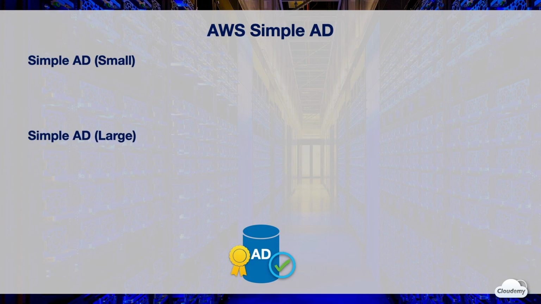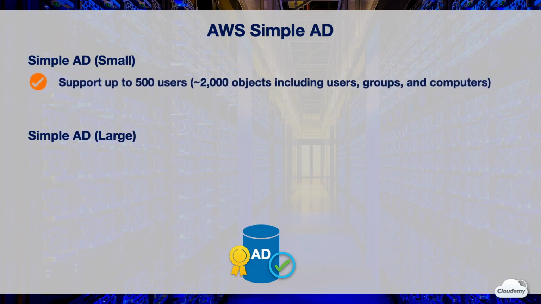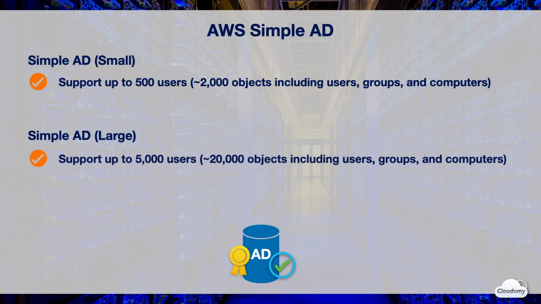AWS Simple AD comes in two sizes, small and large. Both small and large Simple AD can serve as your organization's primary directory to manage users, devices, and computers. Small Simple AD supports up to 500 users, that is approximately 2,000 objects including users, groups, and computers. Large Simple AD supports up to 5,000 users, that is approximately 20,000 objects including users, groups, and computers.